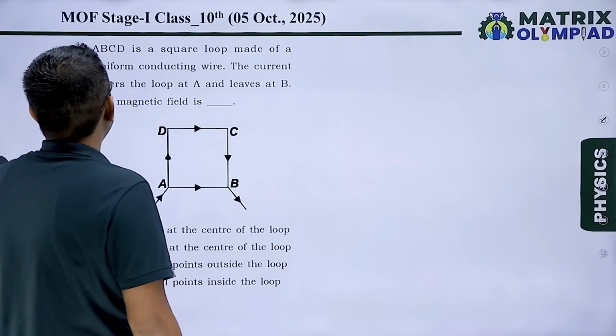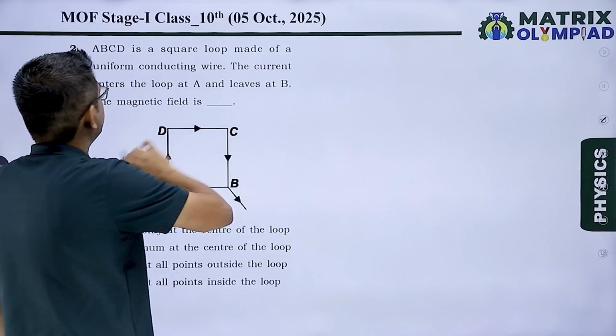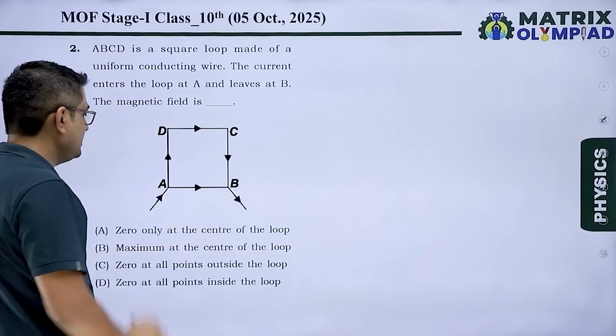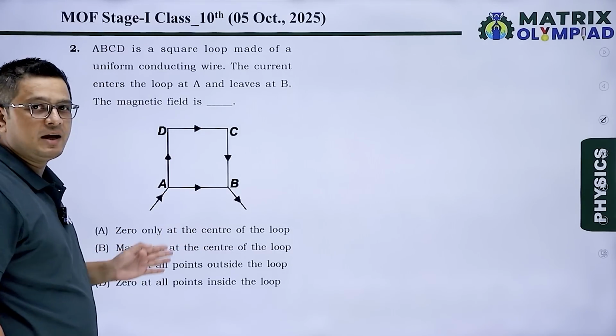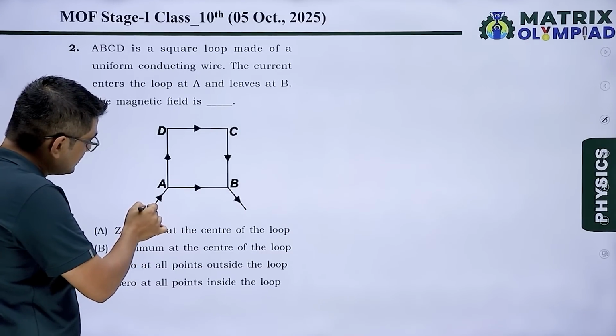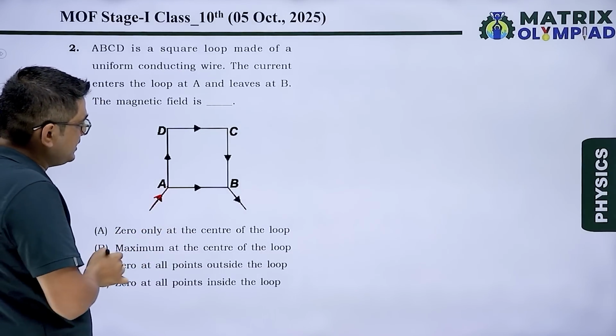In the next question it is said ABCD is a square loop made of a uniform conducting wire. The current enters the loop at A and leaves at B. The magnetic field is... So here we have 4 options, we have to choose the correct one. As we see here, the current enters from point A. Now at point A it is divided.